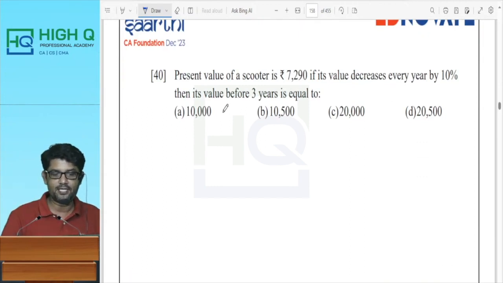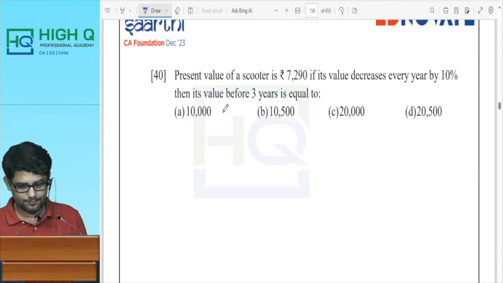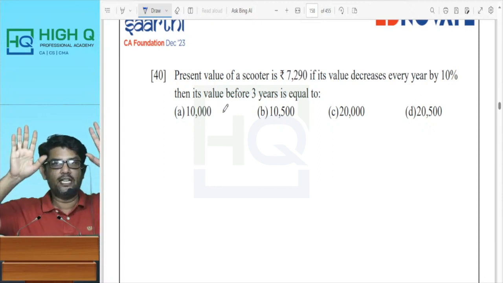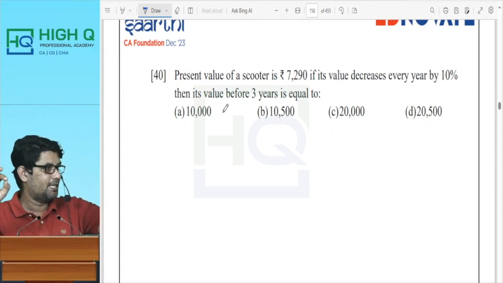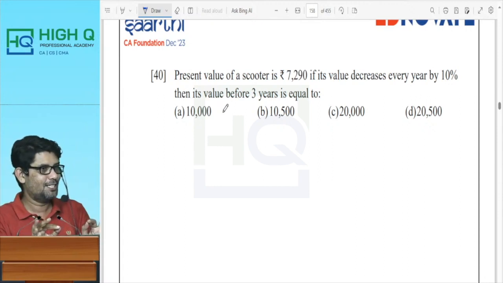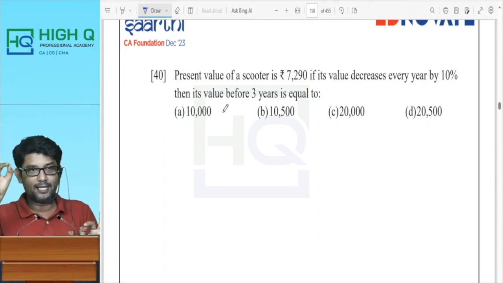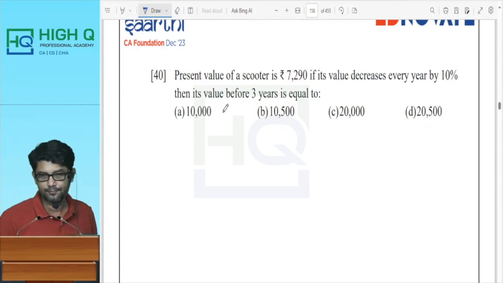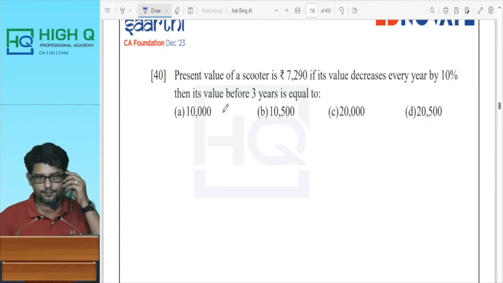Again, depreciation. Present value of a scooter is 7290. If its value decreases every day 10%, then the value before 3 days is equal to. That means what we have to do, trial and error method. Take options. Minus 10%, minus 10%, minus 10%, you do. Whichever gives me 7290, that is my answer. Please get the answer. Very good.